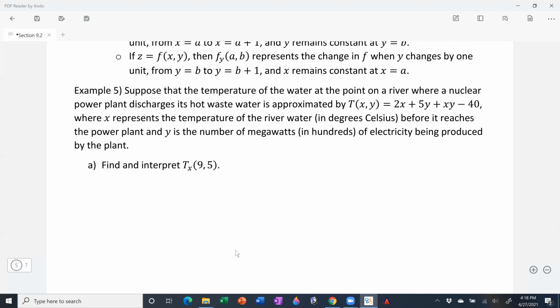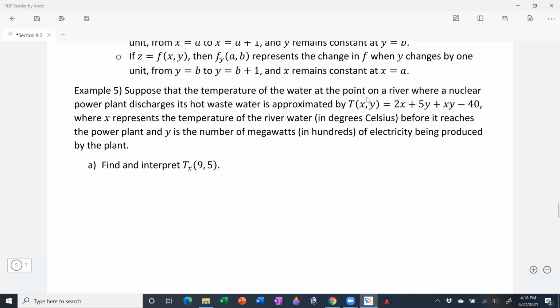Here we go. Suppose that the temperature of water at the point on a river where a nuclear power plant discharges its hot water waste is approximated by T, okay, capital T for the temperature, T(x, y) = 2x + 5y + xy - 40, where x represents the temperature of the river water before it reaches the power plant, and y is the number of megawatts in hundreds of electricity being produced by the plant. Okay, so lots of variables involved.